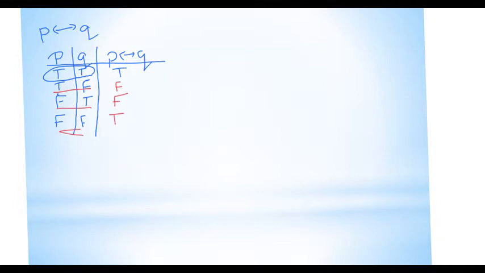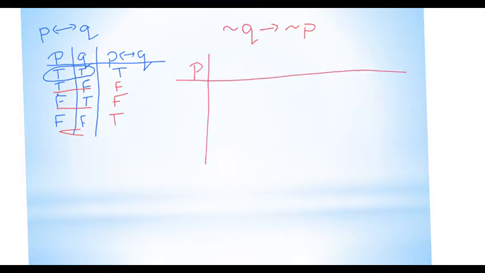Let's also look at a conditional statement. So let's do if not Q, then not P. If I put that one on a truth table, again, we always start off with P and Q. And we're going to have true, true, false, false, true, false, true, false.